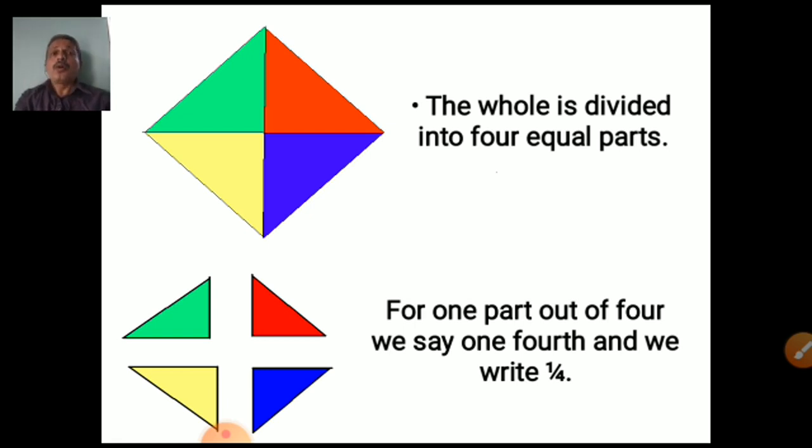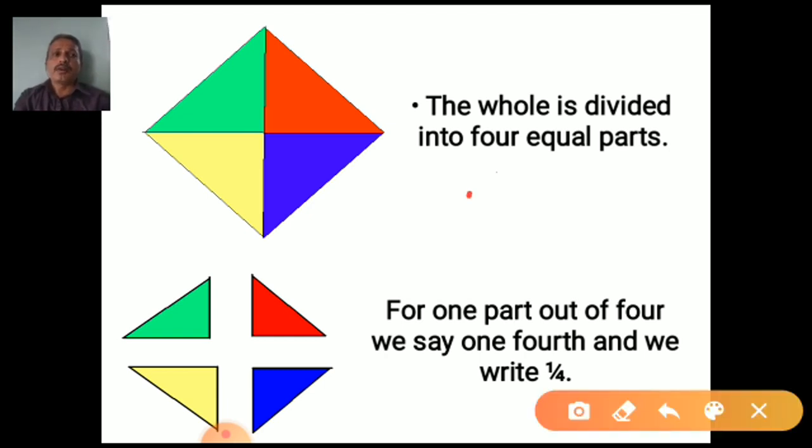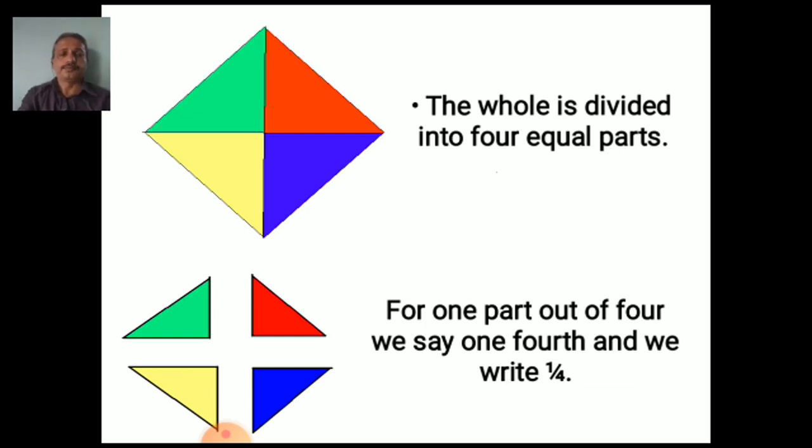Quarter, these are all equal, not different things. Students, be careful. These are ways to represent the number: 1 upon 4, 1/4, or quarter. These all 3 terms are saying one thing only. That means 1 upon 4, or 1/4, or quarter. Good.